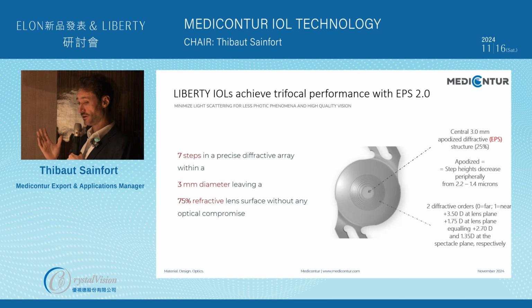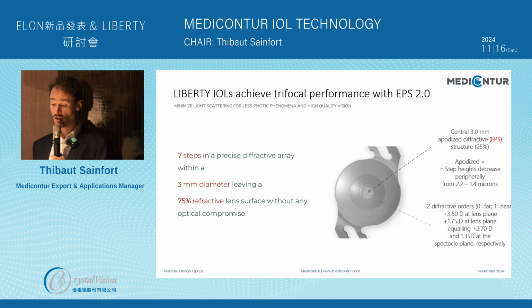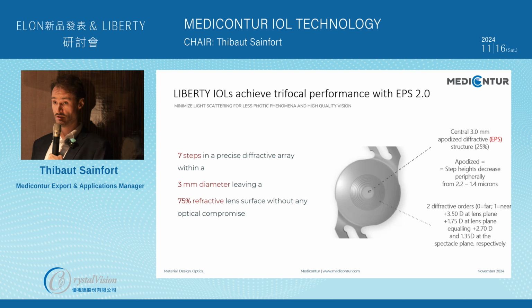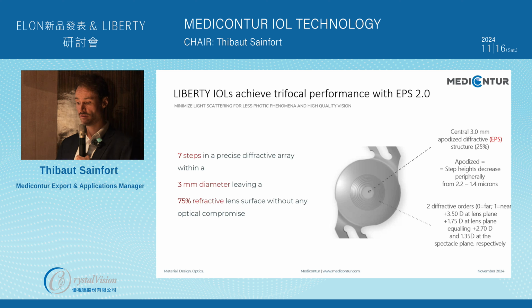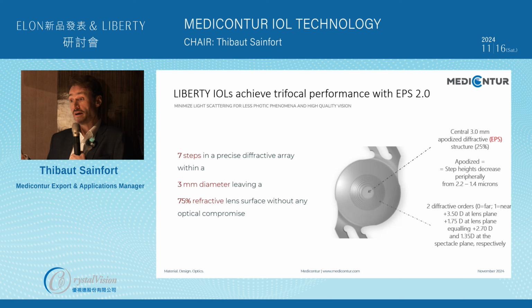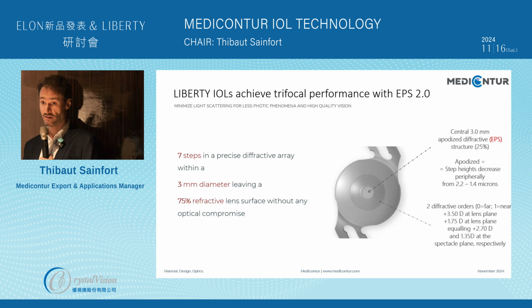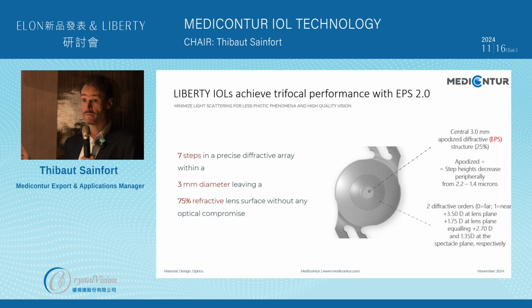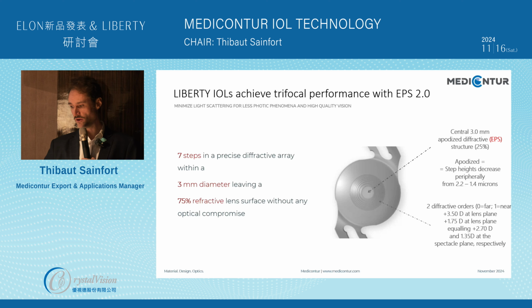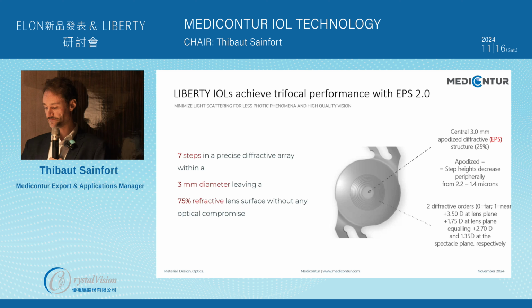As I told you, we take monofocal IOLs as a base, as always, and we add 1 diffractive element for near vision, addition 3.5. If I stop here, you would say to me, okay, so this lens is a bifocal diffractive lens because there is only 1 diffractive element. So the technology of MEDICONTUR happens here, with what we call EPS.